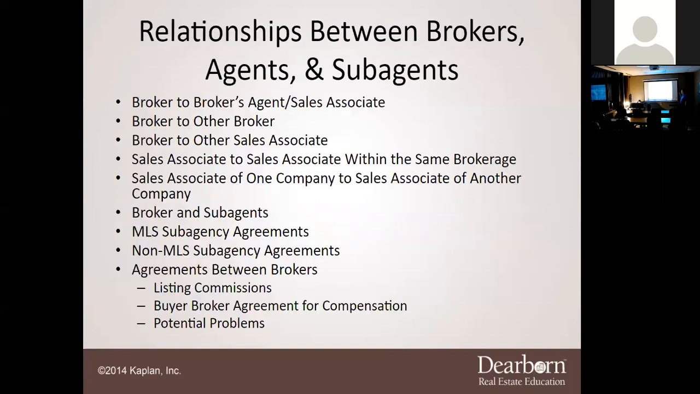Now, of course, this is a very exhaustive list, and I'm not going through all of it, but this is the list of every type of relationship between a broker, an agent, a sub-agent. It lists every single one of them. And you got to be able to know those differences. Okay?